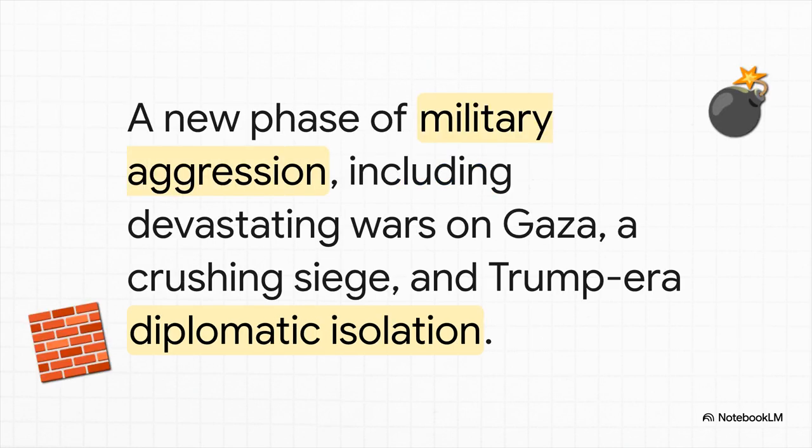The sixth and final phase takes us right into the 21st century. This covers the Second Intifada, multiple wars on Gaza, and a crushing siege. In the book's telling, this is just a modern version of the same war, one that combines overwhelming military force with diplomatic moves that are all designed to finalize Palestinian dispossession.